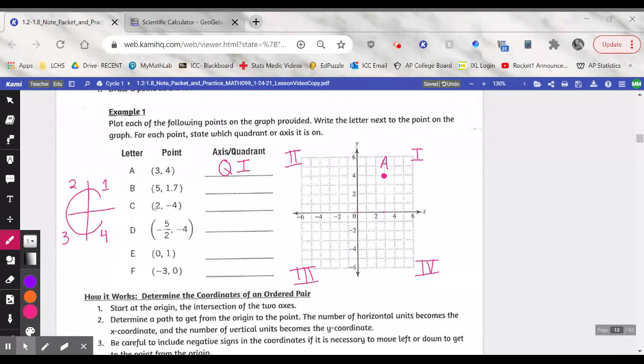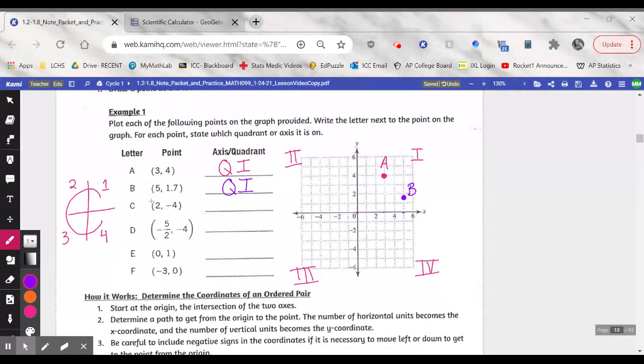For letter B, we have 5, 1.7. So I am going to start from my origin right here, and I'm going to go 5 to the right because that's a positive 5. So start at the origin and count 5 to the right. So right now I'm there. And then I'm going to move up 1.7. So that's going to be almost at 2. Okay, and label that as point B. This one also had both positive values for the x and the y, so it makes sense that this one is also in quadrant 1.